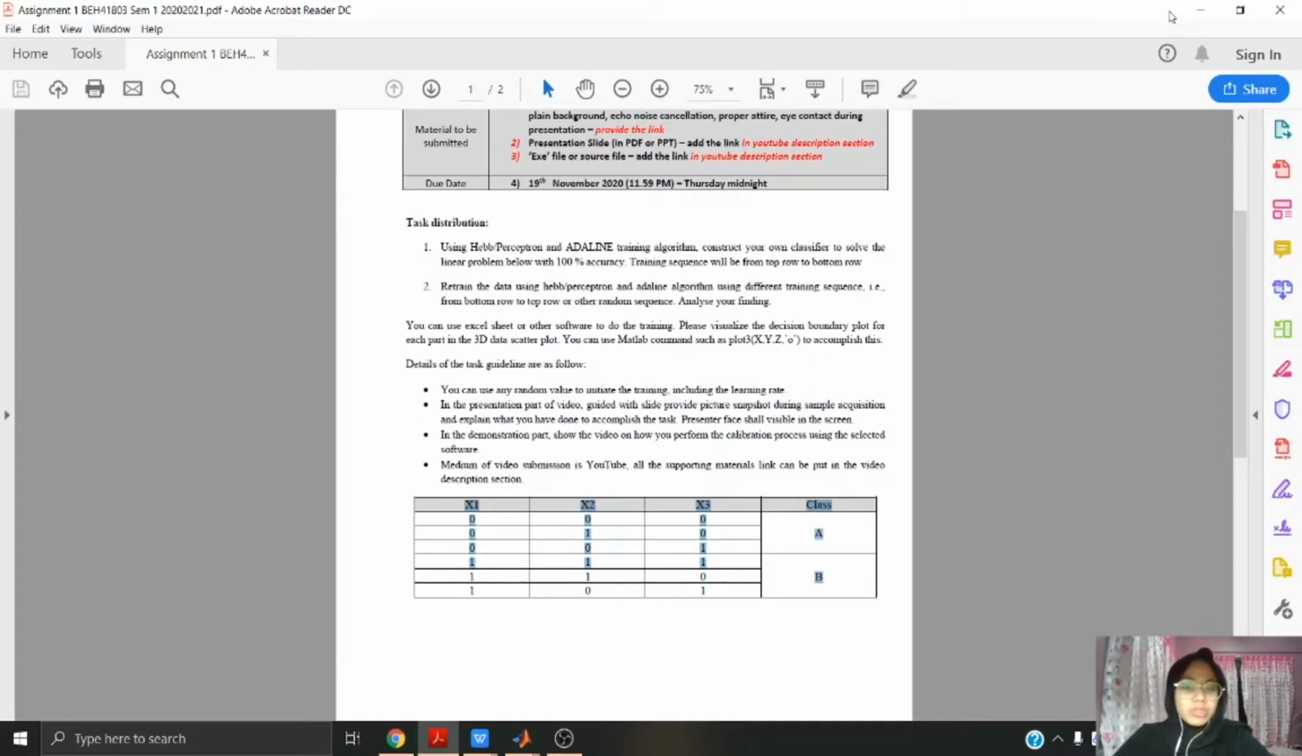So, based on the assignment given, we have to choose between Hebbian and Perceptron and add the learning training algorithm and retrain the data. So, in this case, I use the Hebbian training algorithm, and this is the data given. They split into two classes, class A and class B.